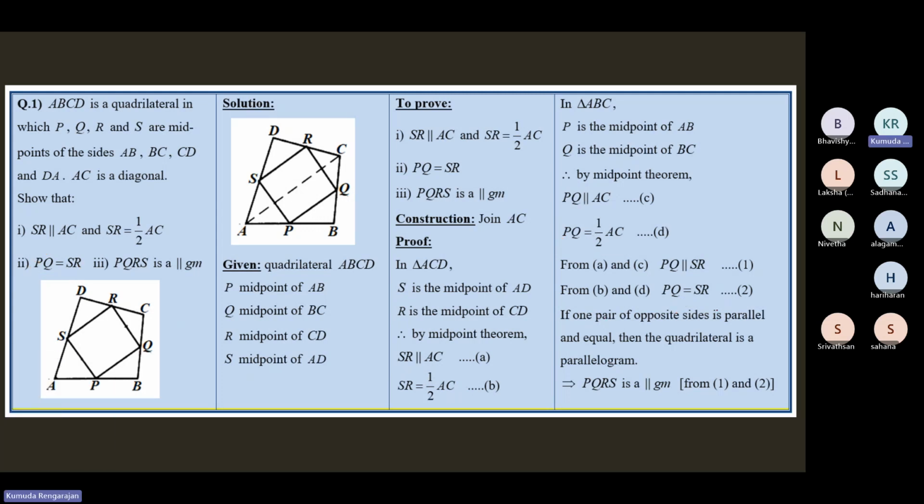Now, if one pair of opposite sides is parallel and equal, then the quadrilateral is a parallelogram. You can see here, in PQRS, one pair of opposite sides, that is PQ and RS, are parallel and they are equal. That is from 1 and 2. I've marked these results 1 and 2. So from 1 and 2, PQRS is a parallelogram.